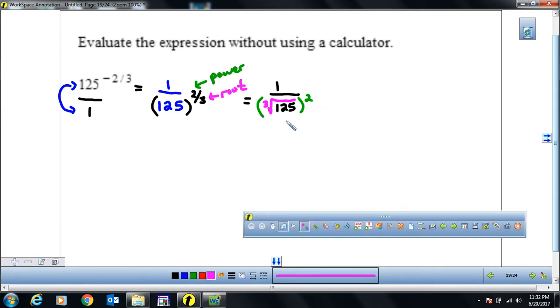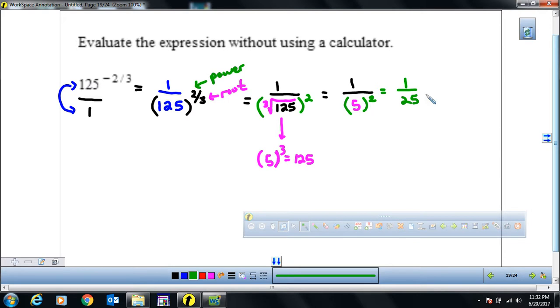So first of all, let's get the cube root. What does that mean? We're trying to find a number that when cubed equals 125, and that number is 5. So I'm going to simplify that. On the denominator, we're going to get a 5, but then we have one more thing to do, which is raise it to the second power. My final answer for this is 1/25.